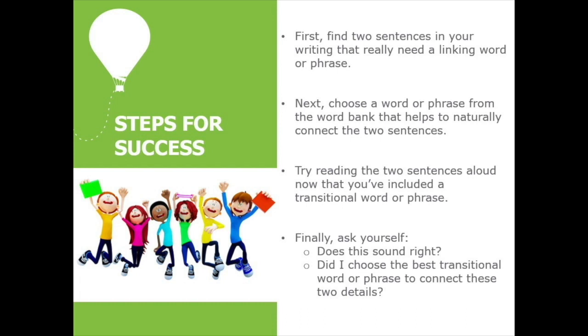Next, we're going to choose a word or phrase from the word bank that helps to naturally connect the 2 sentences. We're going to try reading the 2 sentences aloud now that we've included a transitional word or phrase. And finally, we're going to ask ourselves, does this sound right? Did I choose the best transitional word or phrase to connect these 2 details? If necessary, we can choose another word from the bank. Watch me as I apply our steps for adding transitional words.